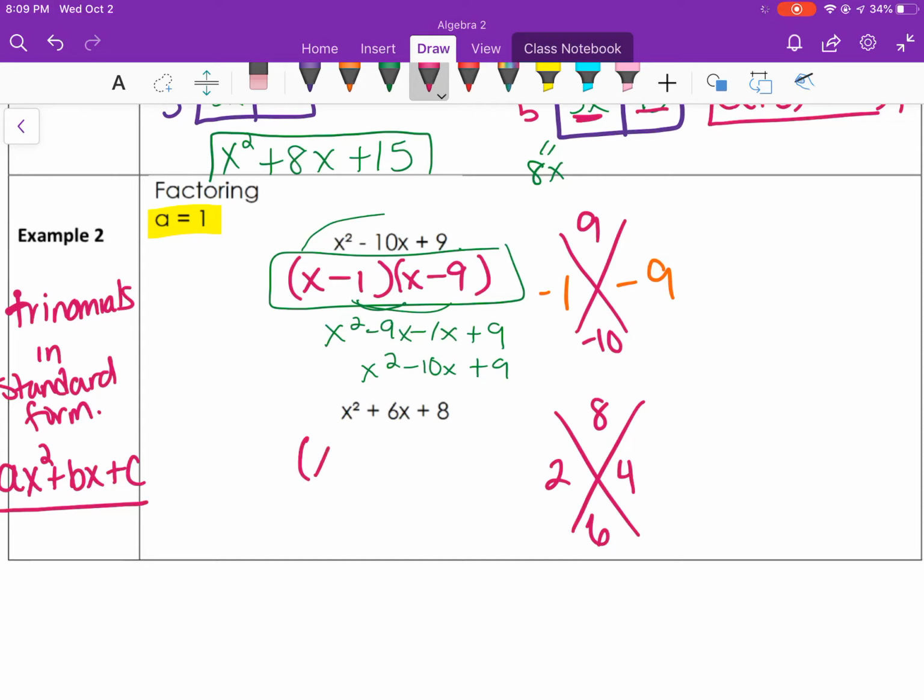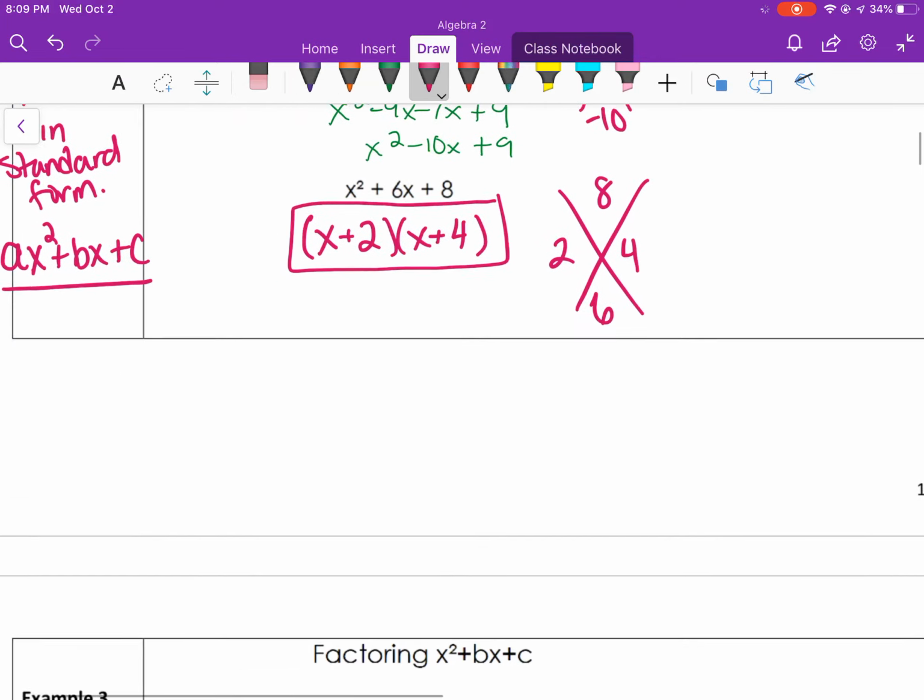So to get x squared, it's x times x. And then to get 8, it's 2 times 4. They're both going to be positive because they add up to positive 6. So this is our answer for the factored form of that trinomial. Quadratic trinomial in this case.